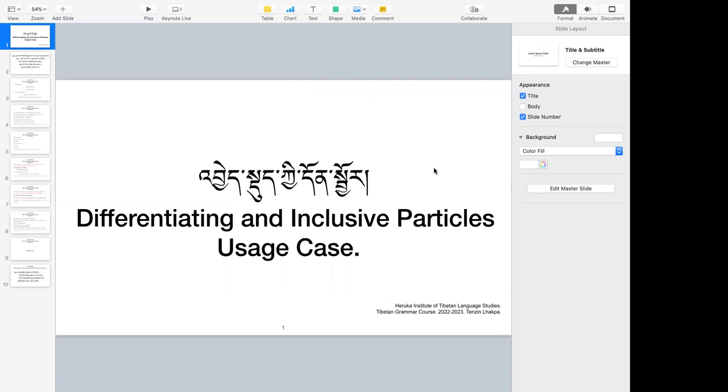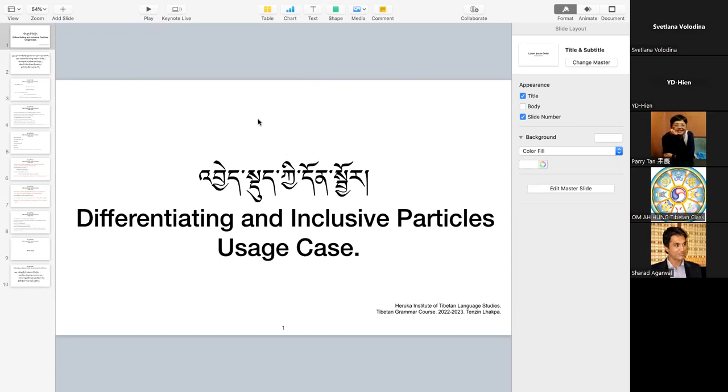Yes, so we are going to continue our class on differentiating and inclusive particles. Today we're going to talk about the usage case, and mainly the direct usage case that we were already talking about. I think we did a very brief introduction of this during the introductory class.